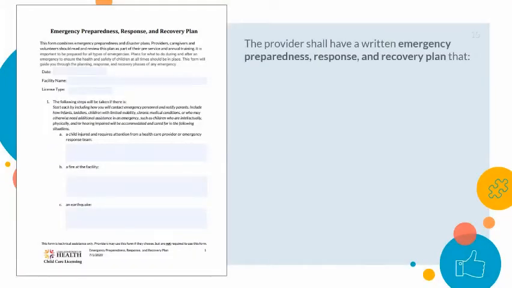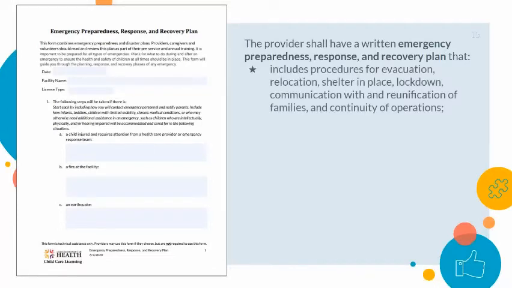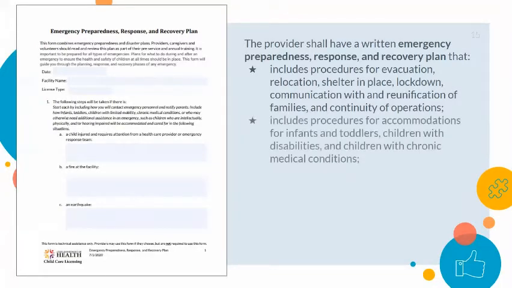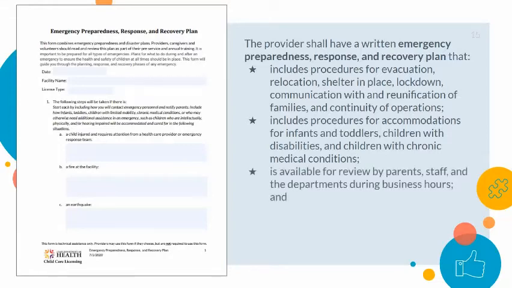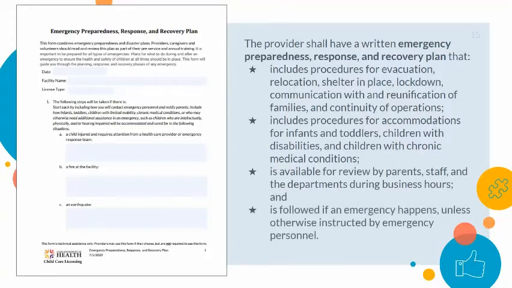The provider shall have a written emergency preparedness response and recovery plan that includes procedures for evacuation, relocation, shelter in place, lockdown, communication with and reunification of families, and continuity of operations. Includes procedures for accommodations for infants and toddlers, children with disabilities, and children with chronic medical conditions. Is available for review by parents, staff, and the department during business hours, and is followed if an emergency happens, unless otherwise instructed by emergency personnel.